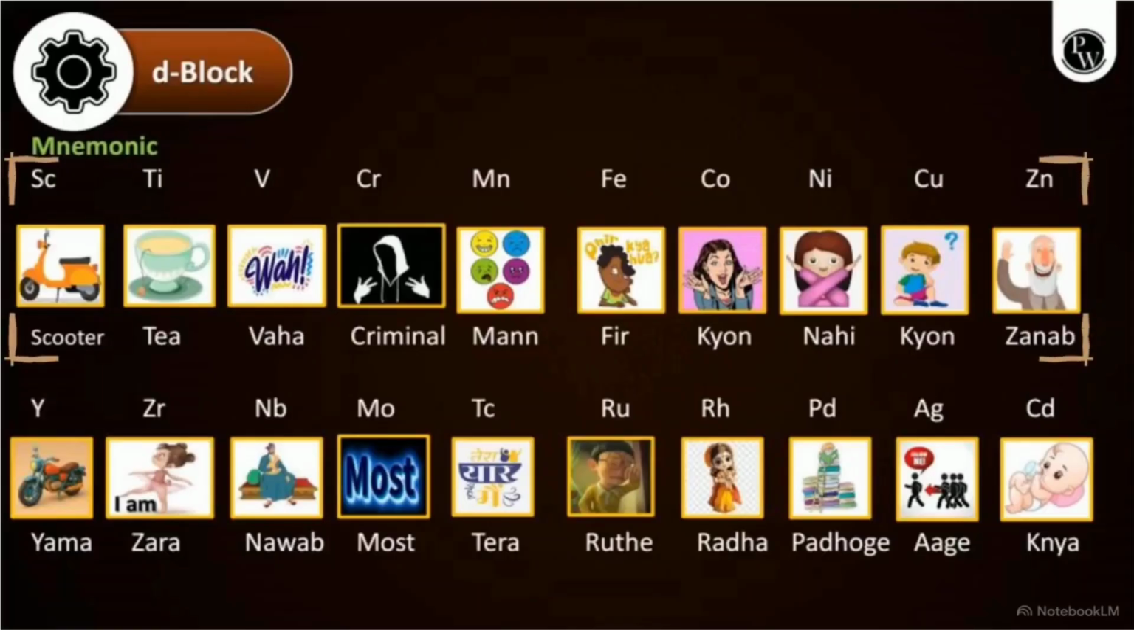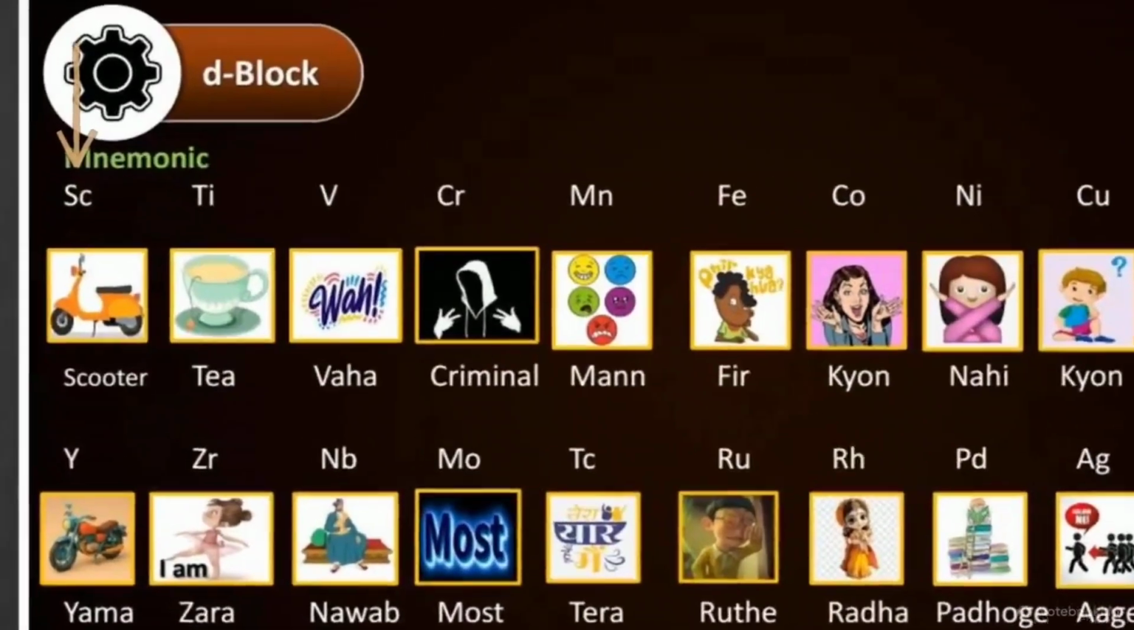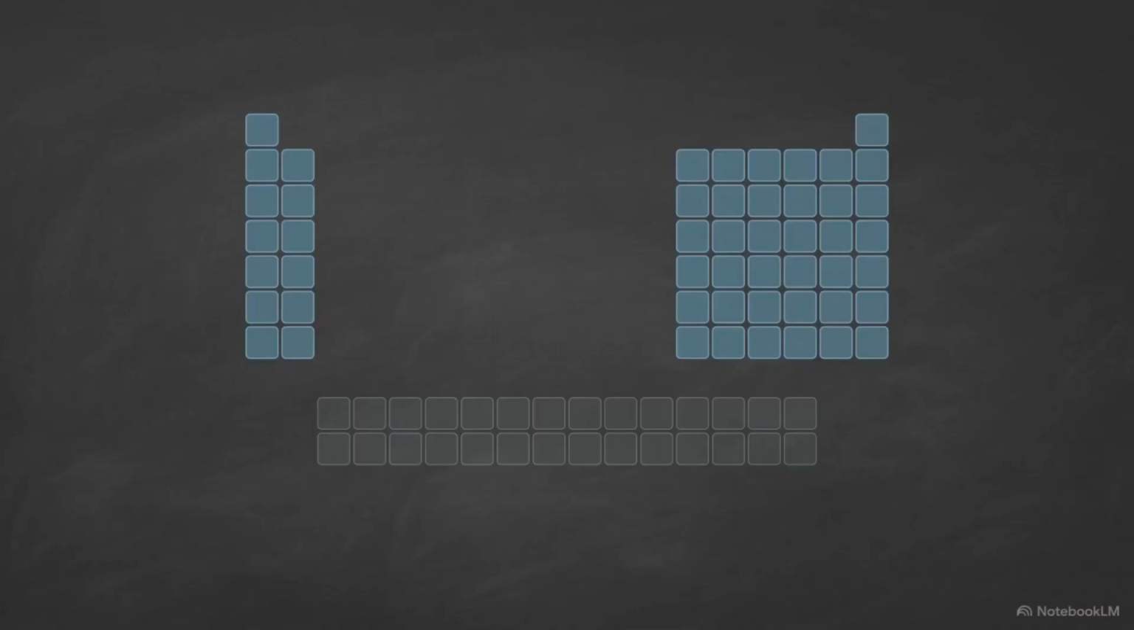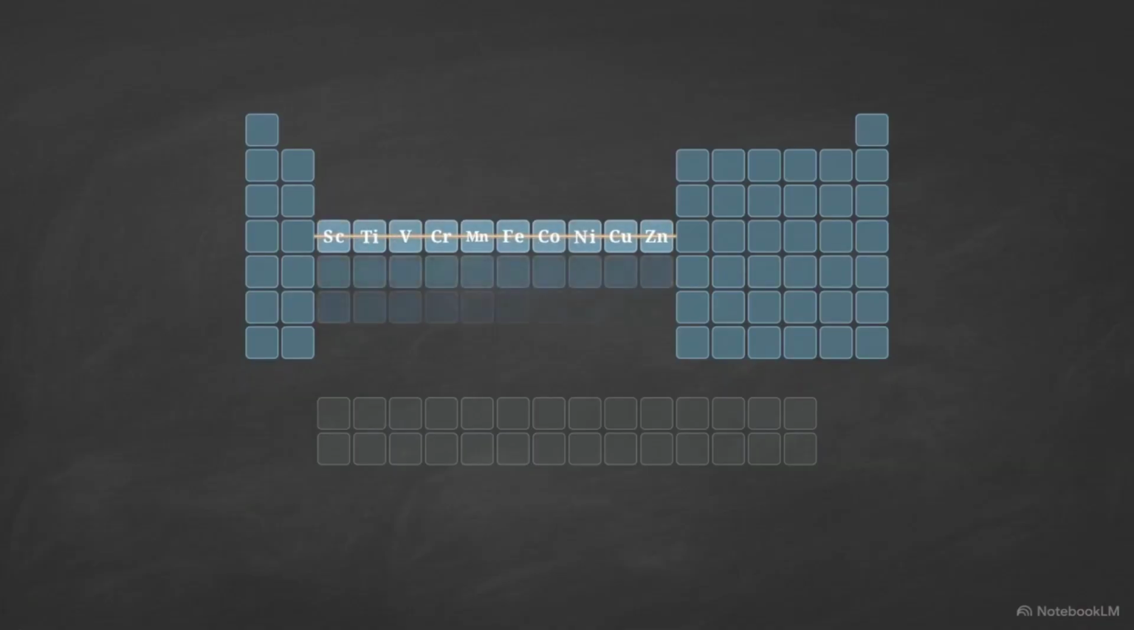For 3D, scooter, T, vaha, criminal, mun, fair, kyon, nahi, kyon, sanab. Next, 4D, Yama, Zara, Moab, most, Tara, Rute, Rata, Pudhoge, Age, Kenya. Each starting letter maps to its symbol, like scooter to SC, moving horizontally. Learning these horizontal sequences bridges the gap between your S and P blocks, structurally locking the entire center of the table together.